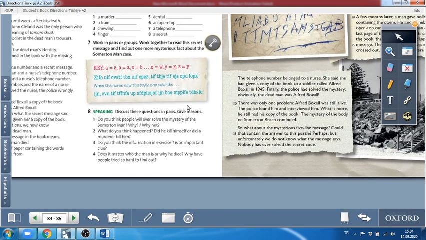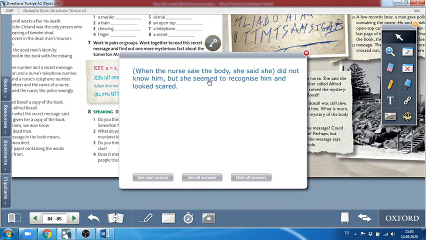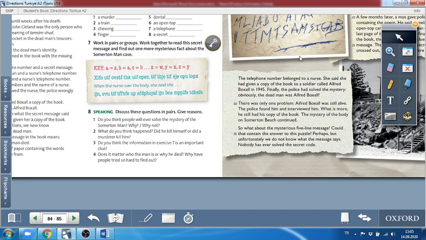Discuss these questions in pairs. Give reasons. Do you think people will ever solve the mystery of the Somerton man in the future? What do you think? And what do you think happened? Did he kill himself or did a murderer kill him? Yes, how did this man die? Do you think the information in exercise 7 is an important clue? The nurse... What was the clue? The nurse seemed to recognize him and looked scared. Is this information important? Is it an important clue?